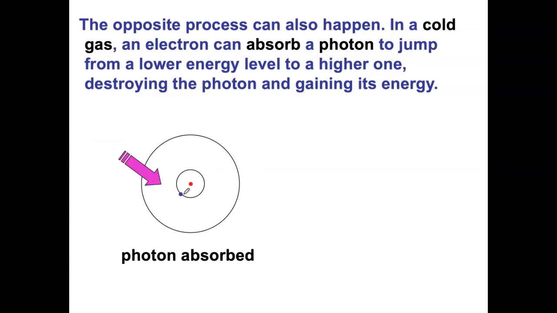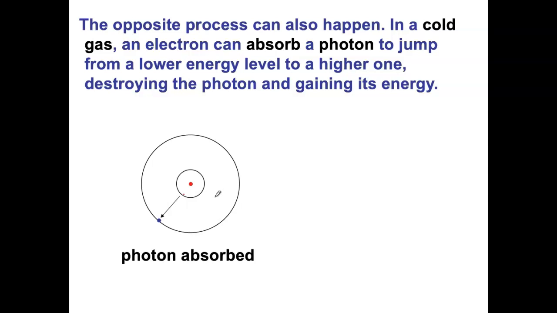So if there's this cold gas, and light comes shining in, then that photon can get absorbed by the electron. If this electron absorbs this photon, that electron gains the energy from the photon, and it'll jump up into the upper energy level. Notice, where did the photon go? It disappeared. The photon got completely absorbed, the electron gained that photon's energy, and the electron jumped up to the upper energy level.